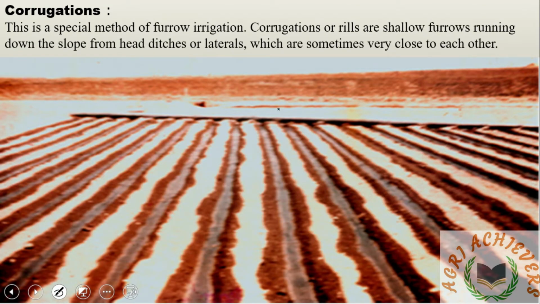Corrugation. This is a special method of furrow irrigation. Corrugations or rills are shallow furrows running down the slope from head ditches or laterals, which are sometimes very close to each other.